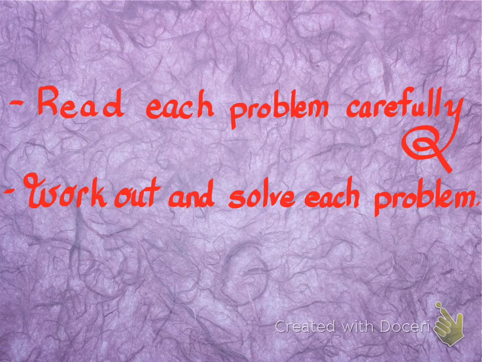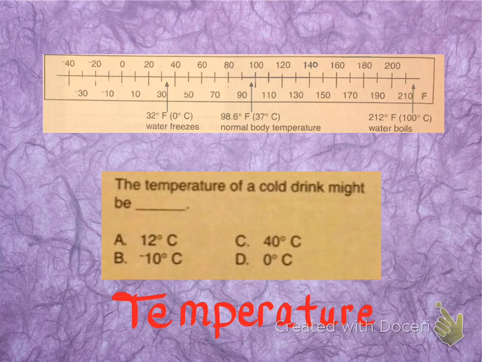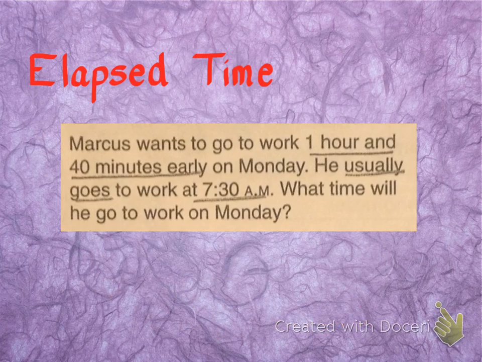All right, you're going to have 5 questions to answer. Be sure to read each problem carefully and work out and solve each problem. First question is, the temperature of a swimming pool during the summer might be... The second question is, the temperature of a cold drink might be... And the third question is, Marcus wants to go to work 1 hour and 40 minutes early on Monday. He usually goes to work at 7:30 a.m. What time will he go to work on Monday?